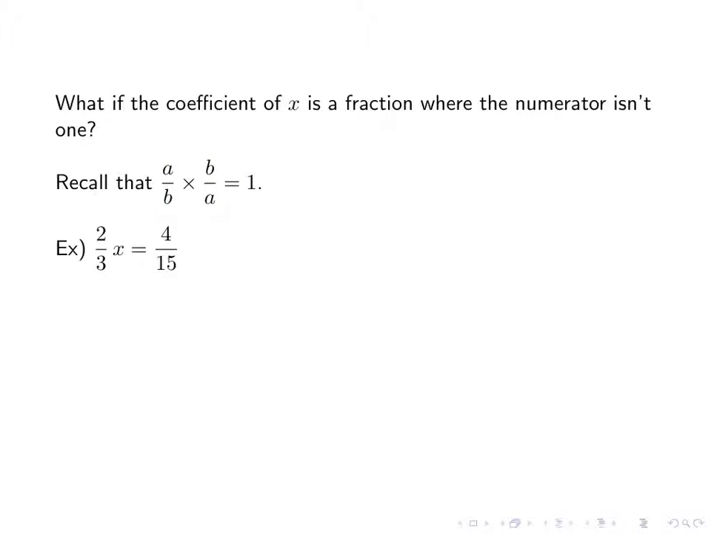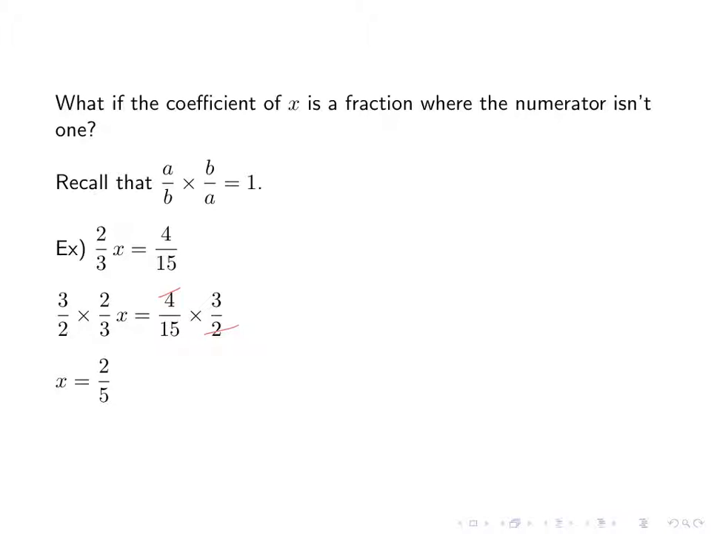So as an example, we have 2 over 3 times x equals 4 over 15. So what we do is we multiply both sides of the equation by the reciprocal of our coefficient of x. So you multiply both sides by 3 over 2. So again, on the left, the 3's cancel, the 2's cancel, we're left with x. And on the right, you can cancel a 2 and you can cancel a 3.